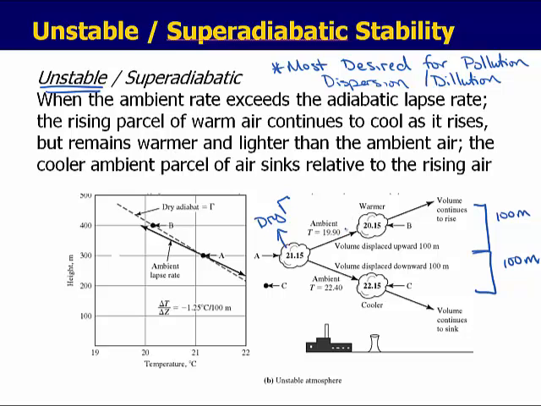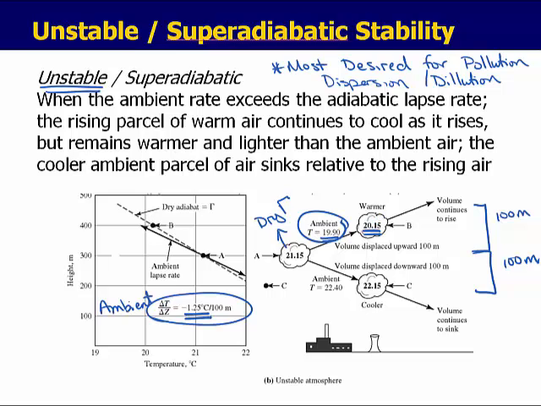But we'll compare it to the ambient condition. And in this case, the ambient condition is losing temperature, defined as delta T divided by delta Z, by 1.25 degrees every 100 meters. So 100 meters up into the atmosphere, the ambient condition is 19.9 degrees Celsius versus 20.15 degrees Celsius.